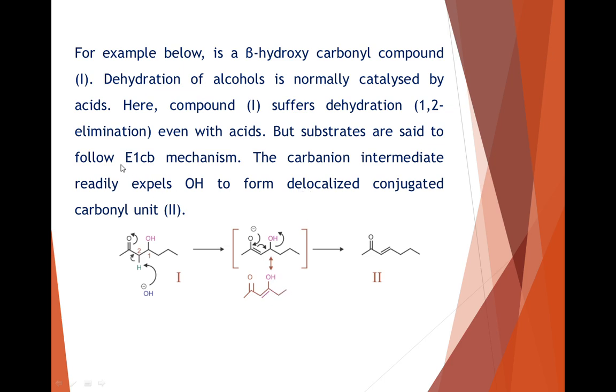The dehydration of alcohols is normally catalyzed by acids. The compound 1 suffers dehydration, that is elimination, even with acids, but such substrates are said to follow the E1CB mechanism. The carbanion intermediate rapidly expels OH to form a delocalized conjugated carbonyl unit. This is what is called the conjugated carbonyl unit.